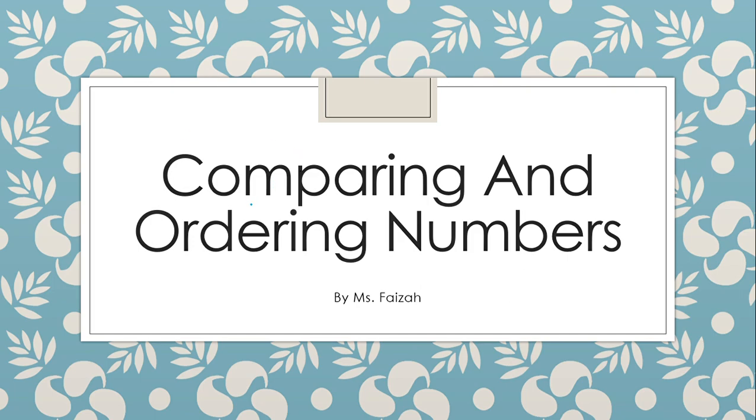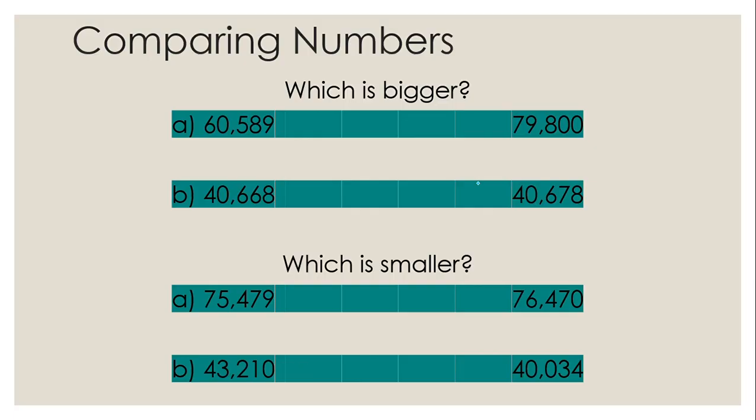Today we're gonna learn about comparing and ordering numbers. So first we will start with comparing numbers. In comparing numbers, you have to compare which number is bigger and which number is smaller. So how are we gonna find this? How are we gonna determine which is bigger and which is smaller?